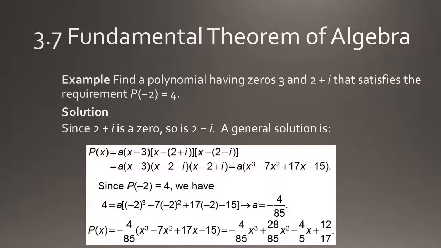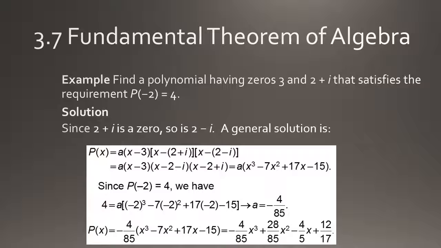Now we need to find that a, that number that's out in front that we don't know. We know that p of negative 2 is 4, so we're going to put in negative 2 for all of our x's and 4 for our p of x, or our y value. And then we can solve for a. You see we're doing that here, and we get that a is negative 4 over 85.